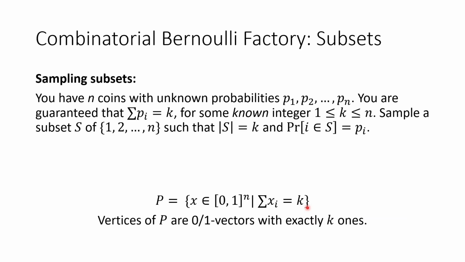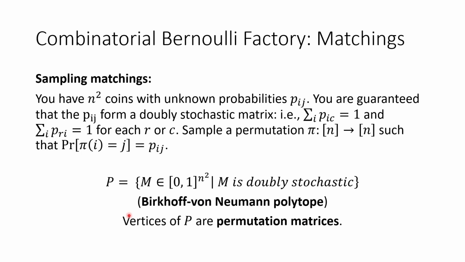So for sampling subsets, you're working with the following polytope: the hypercube 0, 1 to the n, intersected with the hyperplane sum of xi is equal to k. And the vertices of this polytope are exactly 0, 1 vectors with exactly k 1s, which correspond directly to subsets of size k.